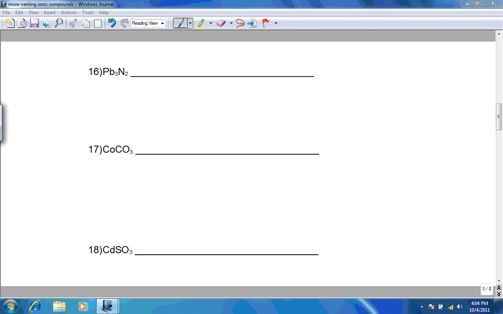Okay, for 16 through 20, we're going to just keep on going. Here's the periodic table. Alright, so lead is right here.